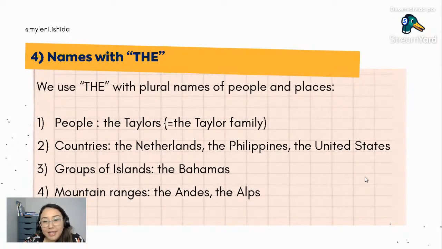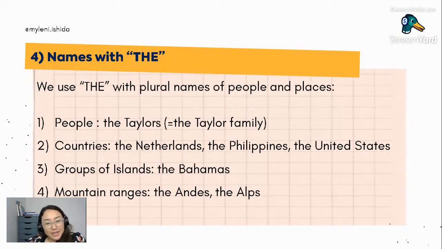And this is the thing, the last part is the part that causes a lot of confusion to the students. When we have to use the with names, okay? We use the with plural names of people and places. For example, people. I went to the Taylors. I visited the Taylors yesterday. The Taylors is the Taylor family, so we put the last name in the S. Okay?